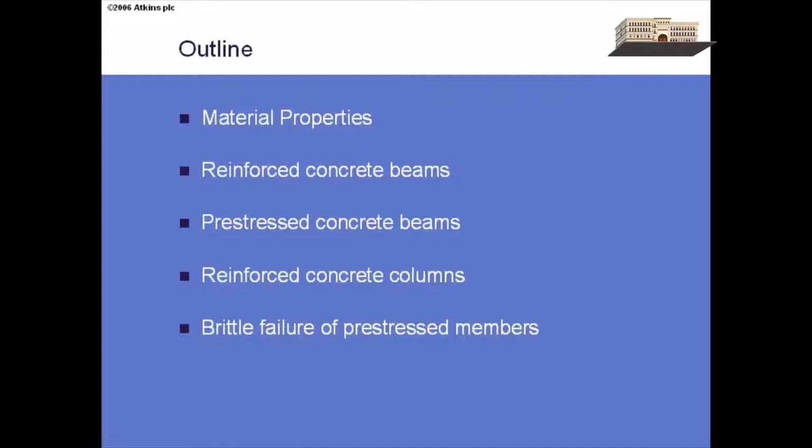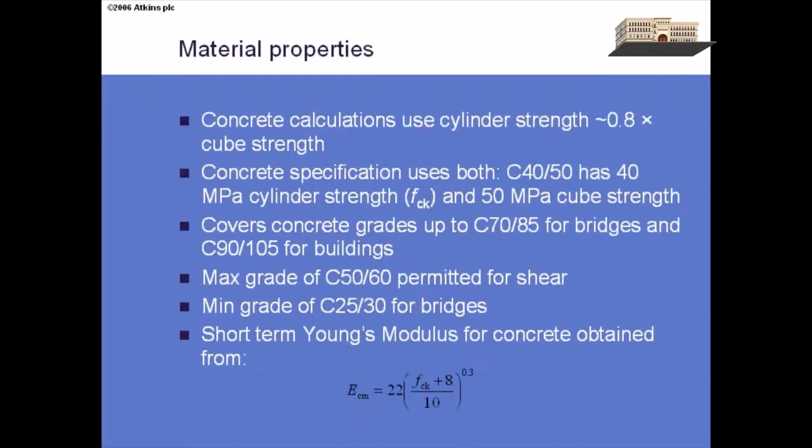In terms of material properties, for those of you completely new to Eurocodes, the first most important thing to notice with Eurocode 2 is that all the calculations are done with cylinder strength and not cube strength. Since cylinder strength is approximately 80% of cube strength, that's a serious mistake if you start using cubes instead of cylinders. Having said that, we still specify concrete the same way as we do now in terms of both cylinder and cube. So a C40/50 concrete still means that it has a 40 MPa cylinder strength and a 50 MPa cube strength. And the method of actually testing the concrete is up to you or the contractor, whether you use a cylinder or a cube.